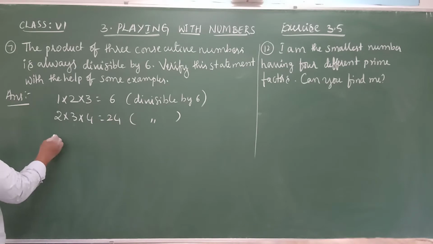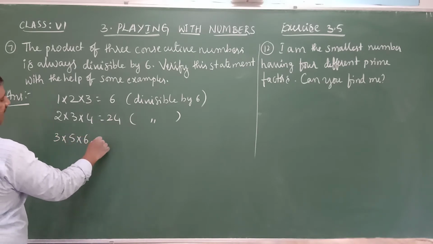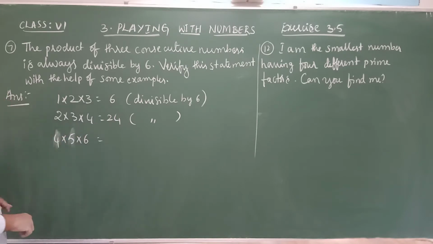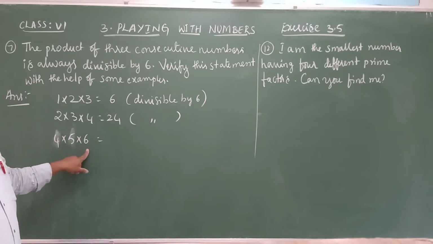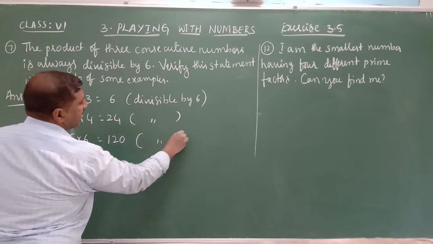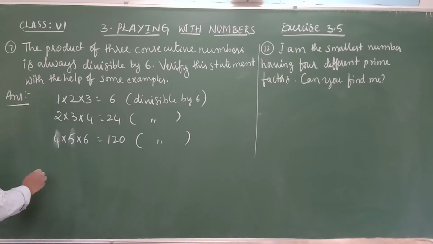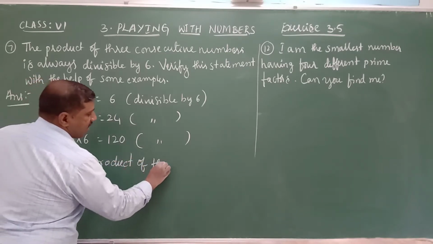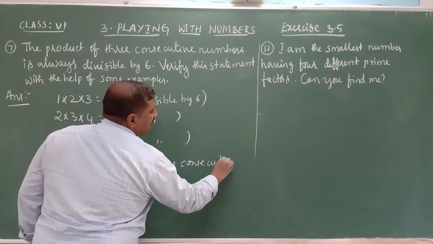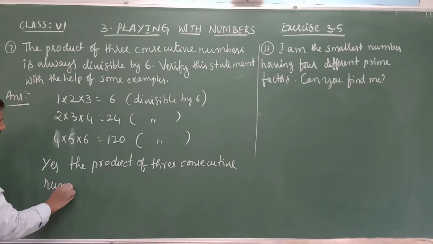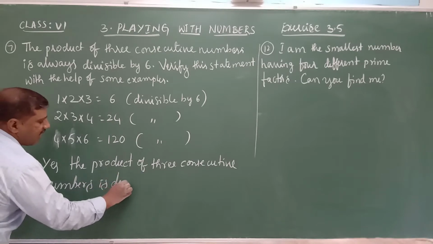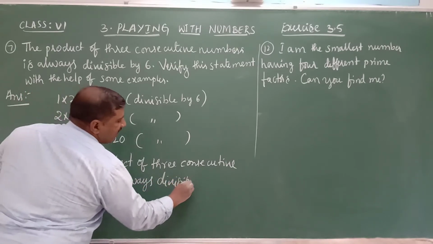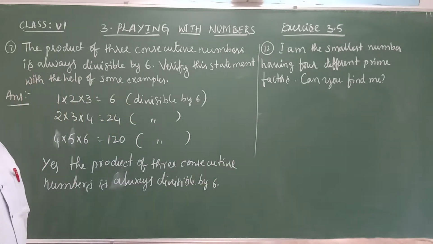You take some other numbers like this, 3 into 4 into 5, or otherwise you take 4 into 5 into 6. 4 into 5, 20. 20 into 6, 6 twos are 12, 120. So 120 is also divisible by 6. So from this what we can see is that yes, the product of three consecutive numbers is always divisible by 6.